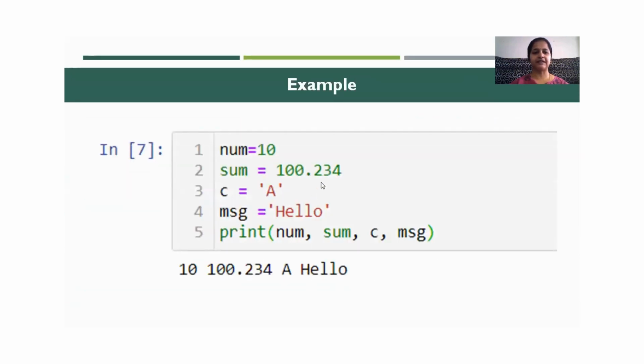So here we have an example. Num is a variable name and 10 is the value of this variable, the value assigned to the variable. So we are assigning 10 to num. Similarly, this is the integer assignment, then this becomes the floating type. So sum has floating type values, that is a real number. C has a character. Message has the string. Now we are printing all these, we will get the output. This is the assignment. We are doing the assignment to the variables.